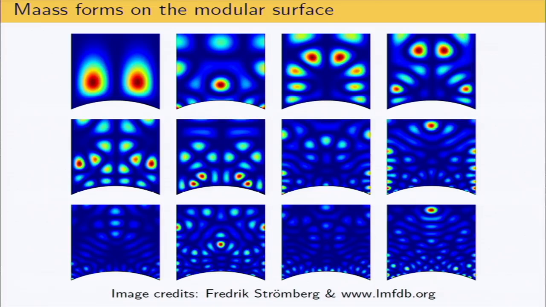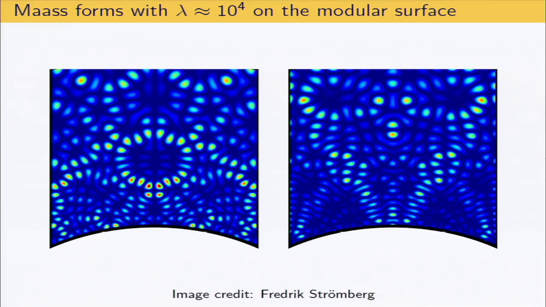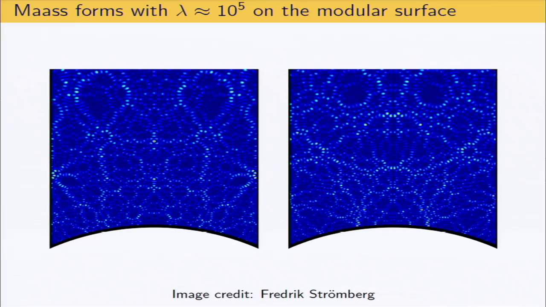So at this point, when I saw this picture, I came to the conjecture that these pictures were produced by Fredrik Strömberg. So I contacted him 2 weeks ago and asked him to produce some similar plots for higher eigenvalues. And here are 2 Maass forms, one odd and one even, with Laplace eigenvalue about 1,000. Here is another one with Laplace eigenvalue about 10,000. And here is a third pair, the pictures look better in full resolution, with Laplace eigenvalue about 100,000.